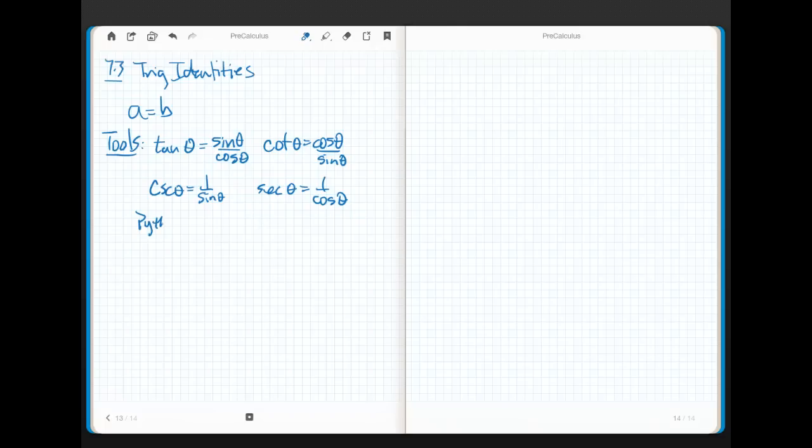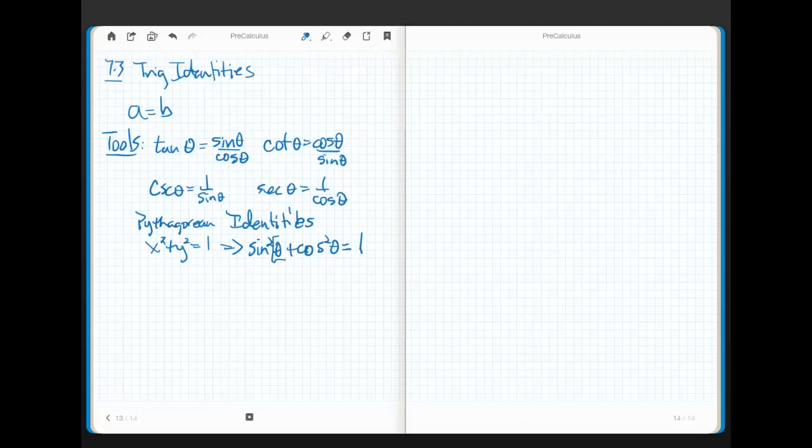The Pythagorean identities, and the first and foremost, comes from the unit circle. Remember that everything comes from the unit circle as far as how we first define trigs. We know that this implies, because sine is y and cos is x, that this turns into sine squared theta plus cos squared theta equals 1, okay? Free of charge.